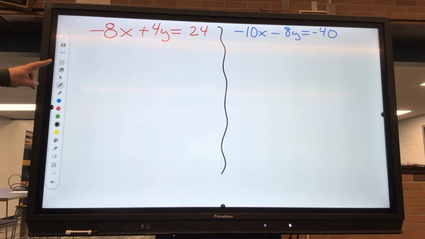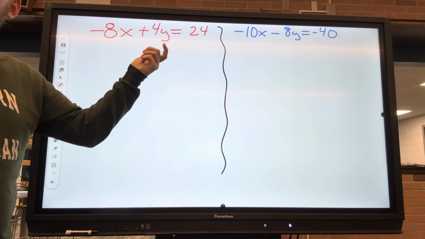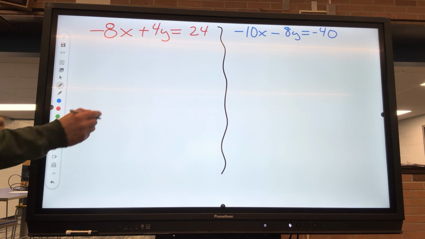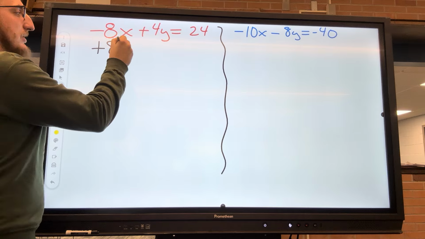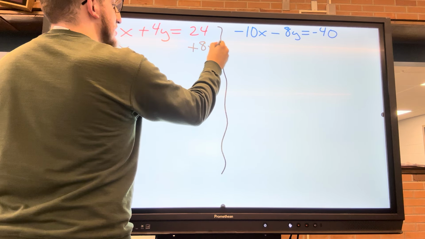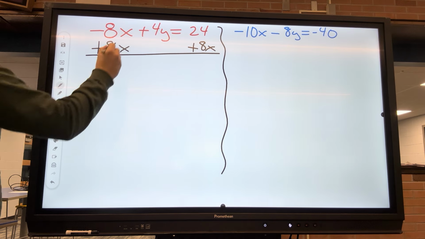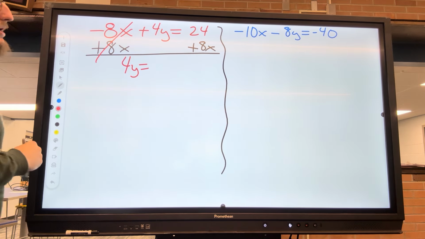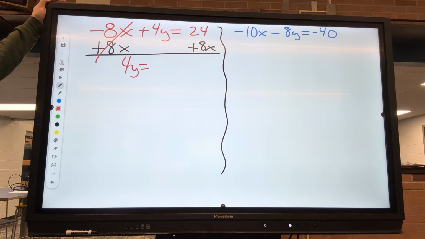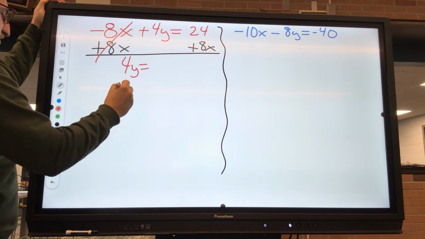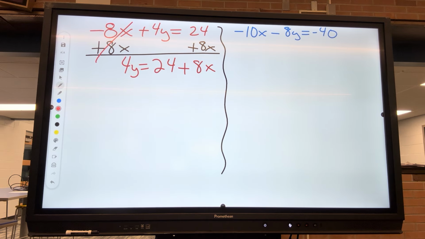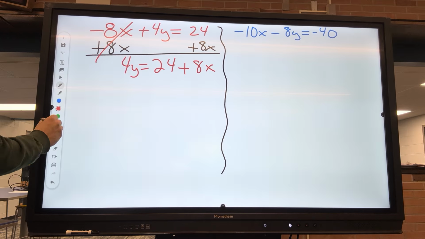Let me solve my red equation. I'm going to be switching between black and red. So for this equation, we got to get the y by itself. That means we got to get rid of the negative 8x. How do we get rid of negative 8x? Hopefully you all said plus 8x over here, plus 8x over here. These guys cancel. So on this side, we're left with 4y equals 24 plus 8x.